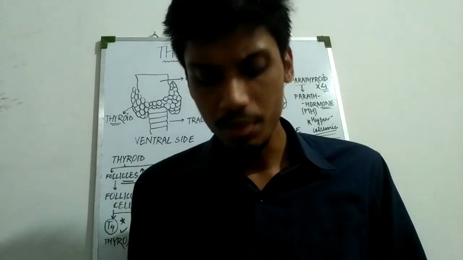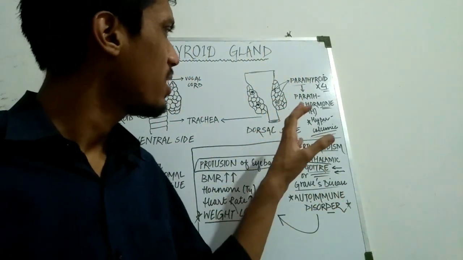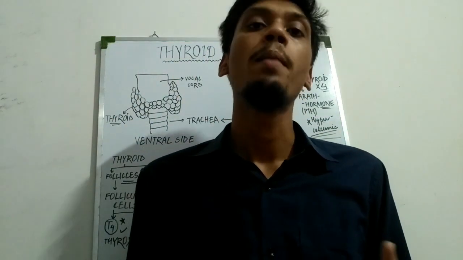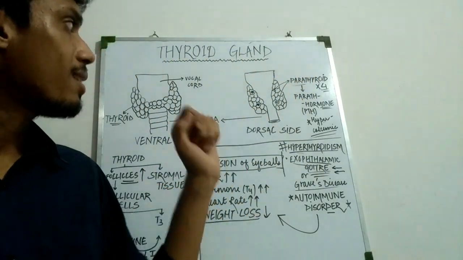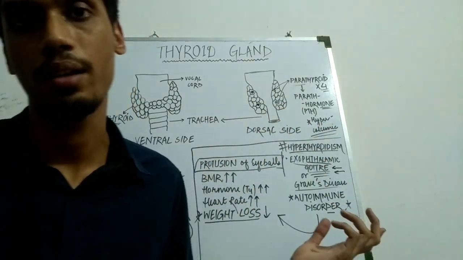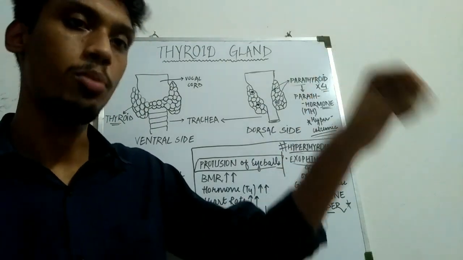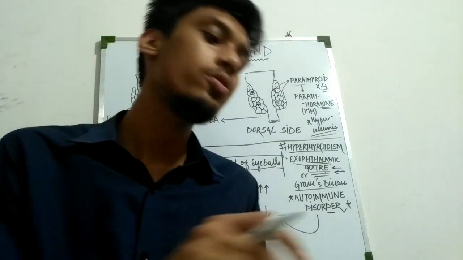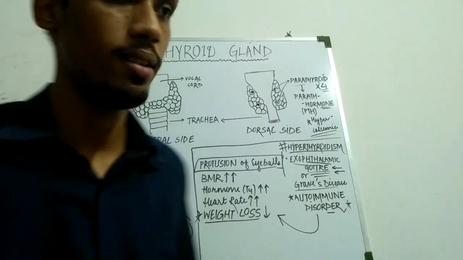This might seem a bit complicated, but you just have to remember that thyrocalcitonin released by parafollicular cells is a hypocalcemic hormone, and parathormone, which is secreted by the parathyroid gland, is hypercalcemic. Hypercalcemic means it will take out calcium from bone and put it in the blood, and hypocalcemic thyrocalcitonin means it will reduce the calcium level in blood and deposit it on the bone. That's all there is to it.